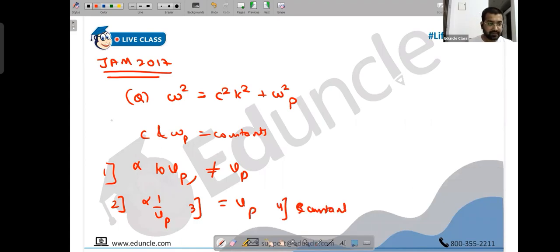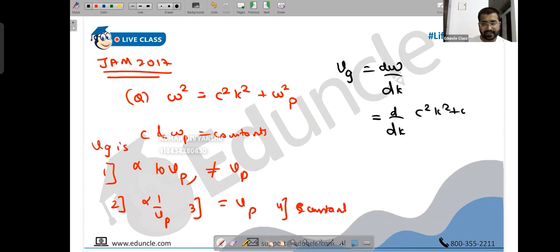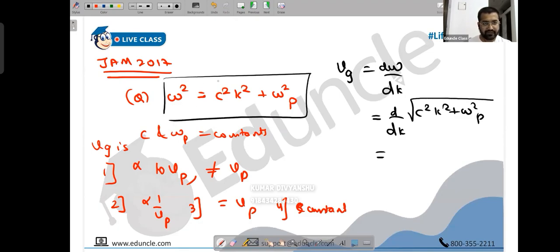Group velocity. Okay. Interesting. Let's solve this now. So what do we have? Vg, which is d omega by dk. Okay. So this is d by dk of omega, which is the square root of c square k square plus omega p square, because this is omega square actually. So omega will be the square root of c square k square plus omega p square.